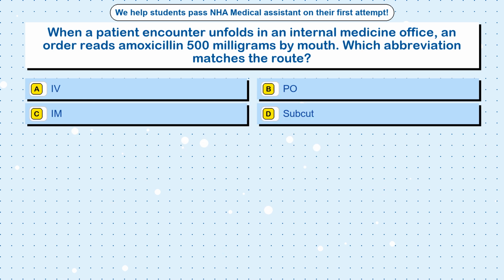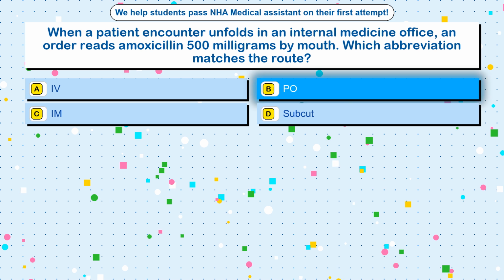Question 16. When a patient encounter unfolds in an internal medicine office, an order reads amoxicillin 500 mg by mouth. Which abbreviation matches the route? Option A, IV. Option B, PO. Option C, IM. Option D, subcut. The correct answer is option B, PO.